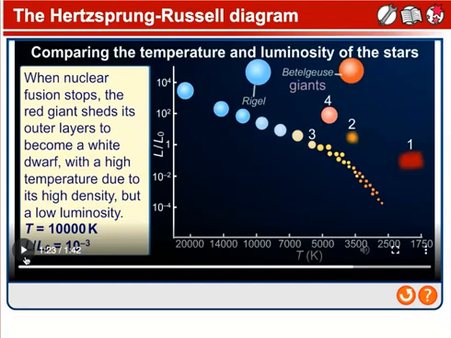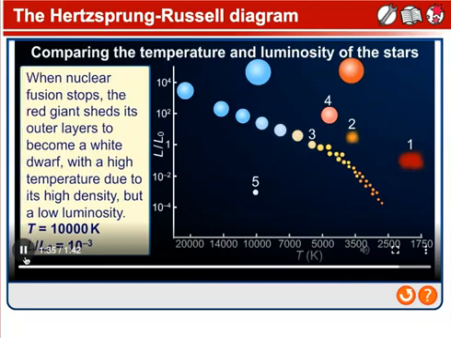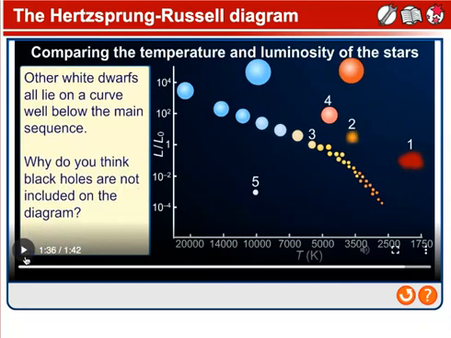When nuclear fusion stops, the red giant sheds its outer layers to become a white dwarf with a high temperature due to its high density but low luminosity. Our temperature is now around 10,000 degrees Kelvin, and the luminosity is 10 to the negative third. Other white dwarfs all lie on a curve well below the main sequence.